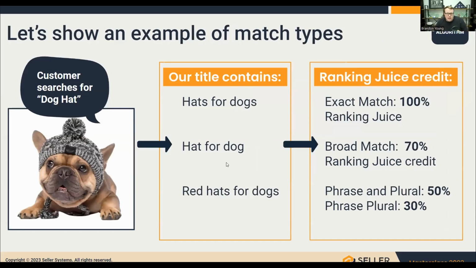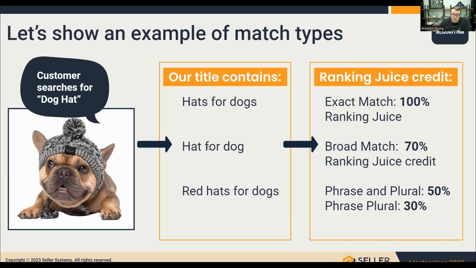So let's show another example here. We've got hat for dog and dog hat. We've got a broad match here. Red hats for dogs is, again, phrase and plural. And then we've got hats for dogs instead of dog hat. Hats for dog, or dog hat would be exact match 100%. But dog hat, hats for dogs, it's not going straight across. Hats for dog was the example that I gave, and hat for dog was the example. So these are exact examples I just gave you so you can understand, but it's not straight across.